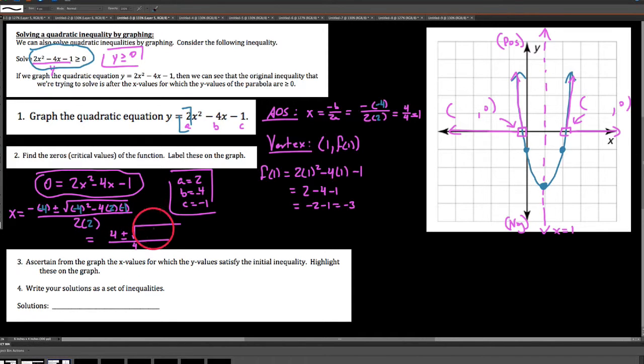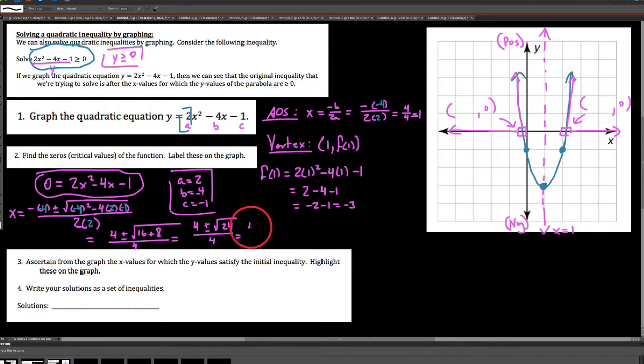So let's work on what we have inside this radicand. We say negative 4 times itself is a positive 16. I notice that with this product here, I have two negatives, the negative 4 and the negative 1, which means the whole product comes out to be positive. And 4 times 2 times 1 gives us an 8. So further simplifying this, we get 4 plus or minus the square root of 24 all over 4.